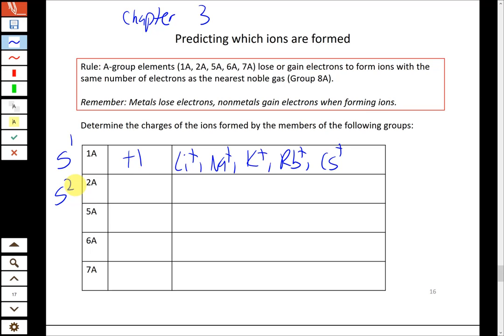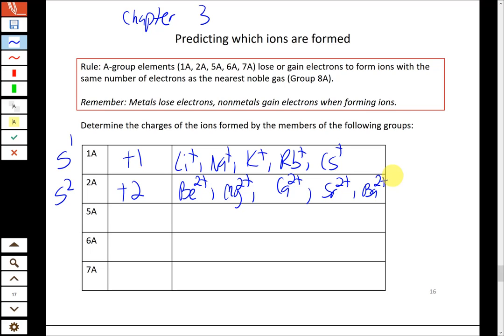By losing 2 electrons, it would tend to form a +2 cation. So beryllium, magnesium, calcium, strontium, and barium all lose 2 electrons. That gets them noble gas configuration and leads them to form a +2 cation.